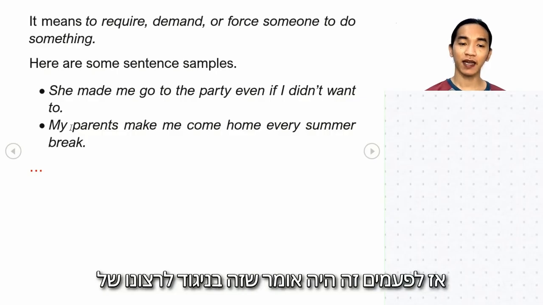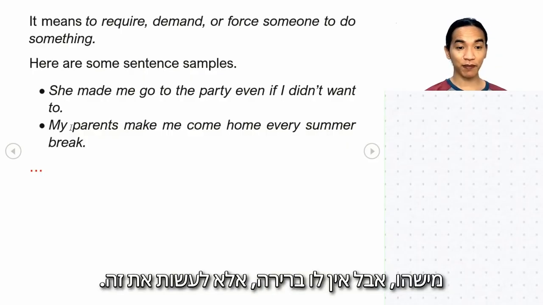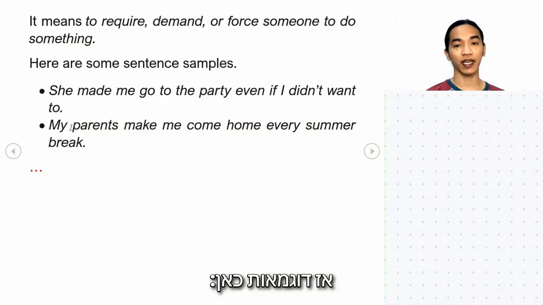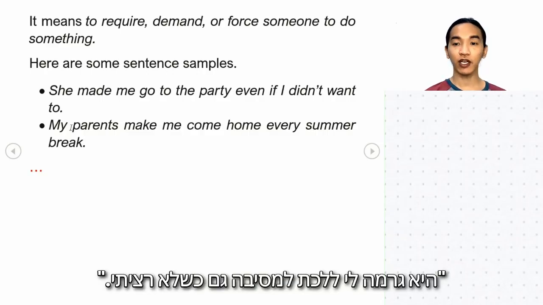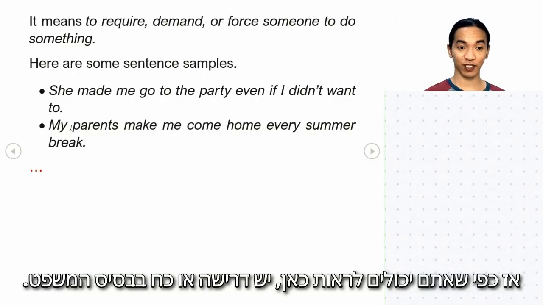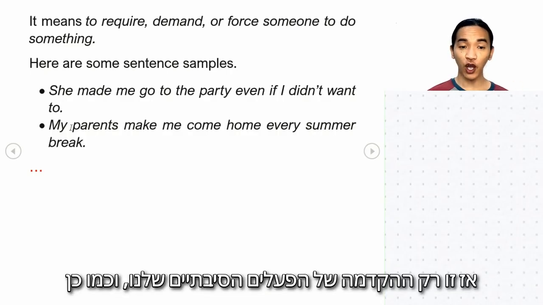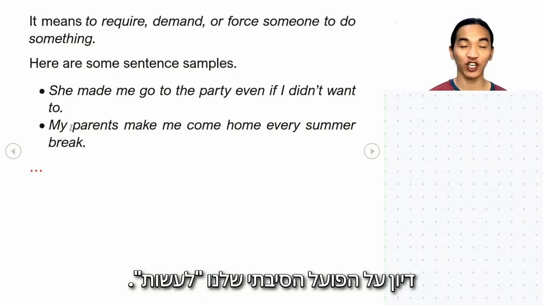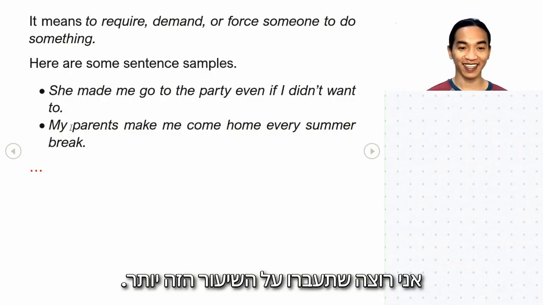So sometimes it would be against the will of somebody, but they don't have a choice but to do it. So examples here: She made me go to the party even if I didn't want to. My parents make me come home every summer break. So as you can see here, there is a demand or a force in the nature of the sentences. So, this is just the introduction of our causative verbs as well as the discussion on our causative verb make. I want you to please review this lesson more.